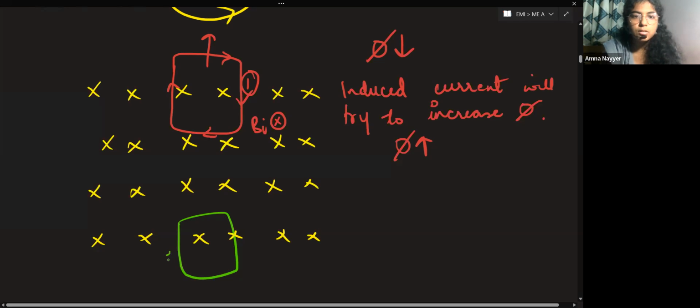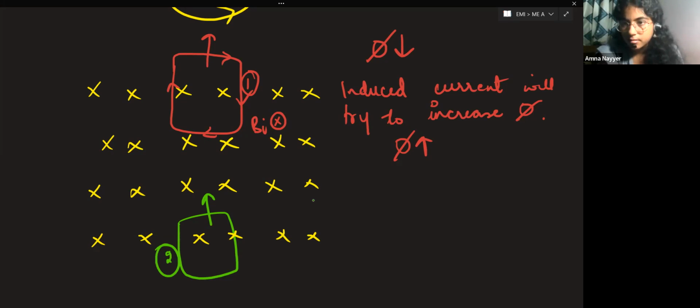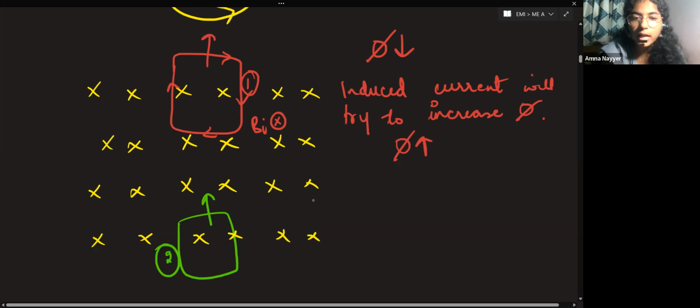This is coil 2, let's say. This is moving here, like this. This is the pathway. Akifa, can you tell me, is the magnetic flux increasing or decreasing? Akifa, by looking at this figure.